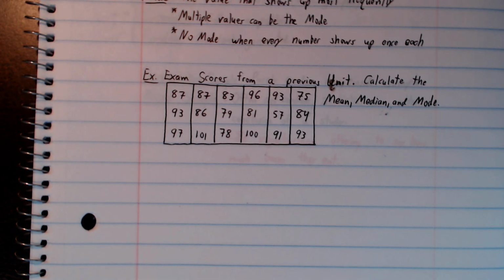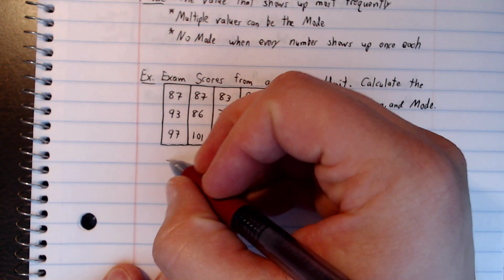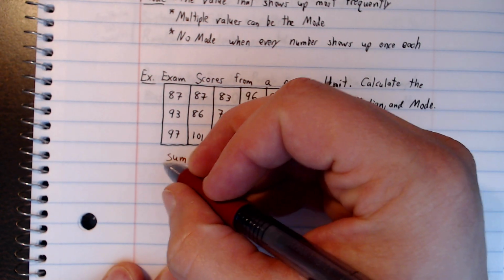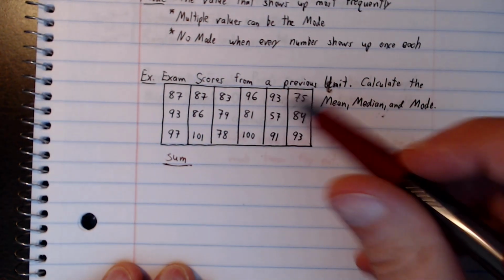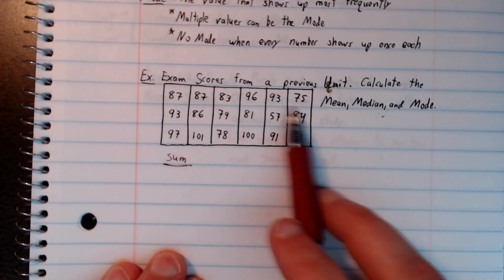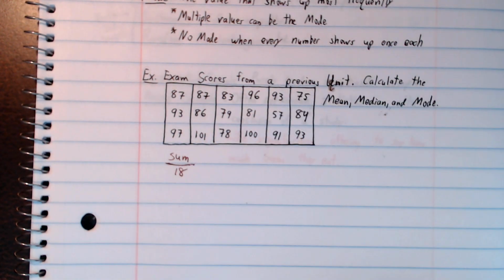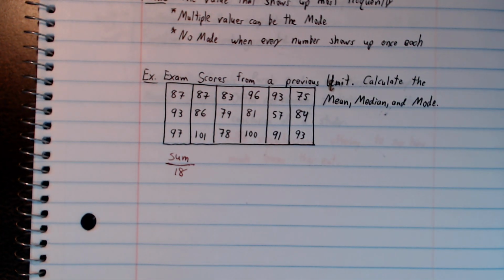All right, so if we're calculating the mean, median, and mode, I'm not going to write every single number down here. We're going to type them in, but we're going to be finding the sum, and we're going to divide it by the total number. The total number here, we got 3 by 6, so there's 18 total numbers here. All right, so we're going to add these all up. 87 plus 87 plus 83 plus 96 plus 93 plus 75.